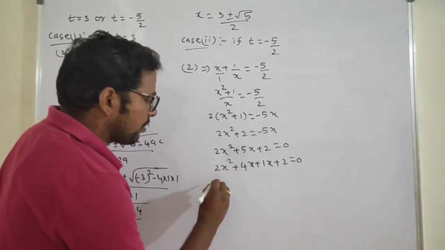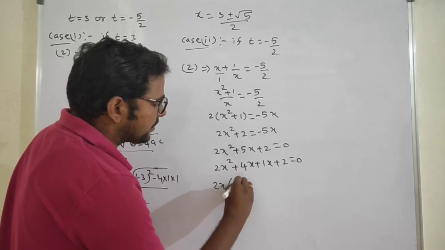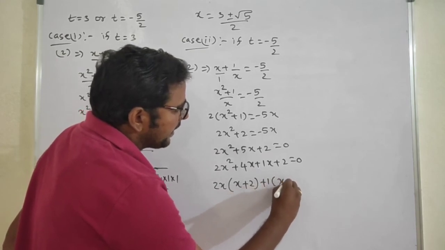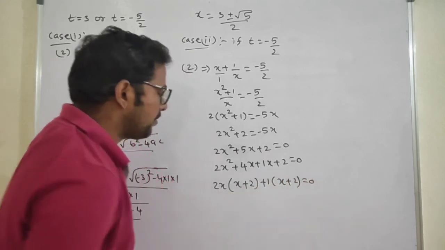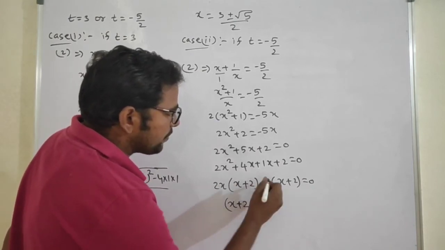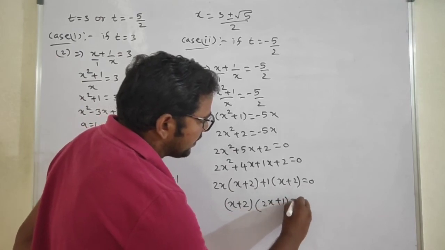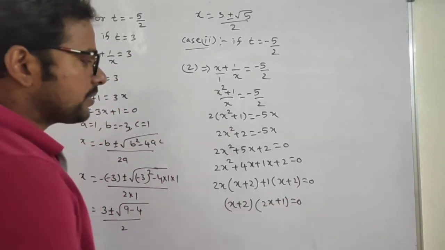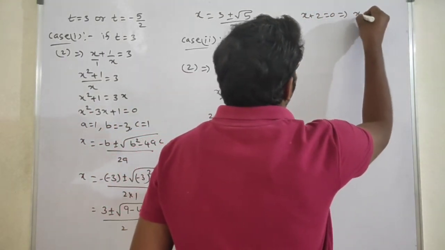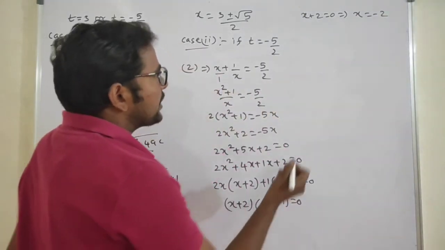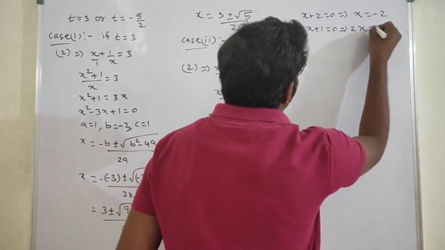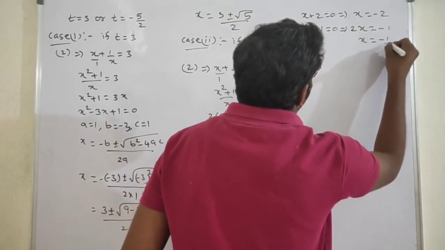From the first two terms take out 2x common, then x remains. Plus, from 1x plus 2, take out 1 common, then x plus 2 remains. Again what is common? x plus 2. Taking x plus 2 common, the remaining is 2x plus 1. So 2x plus 1 equals 0 and x plus 2 equals 0. x plus 2 equals 0 implies x equals minus 2. And second, 2x plus 1 equals 0 implies 2x equals minus 1, so x equals minus 1 by 2.